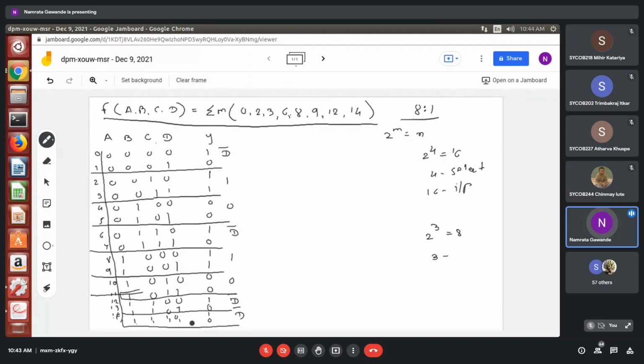Right? So there might be 4 cases. Which 4 cases? Either you will get in the output 1, 0, 0, 1, 1, 1 or 0, 0. If it is 1, 0, you can place it as D bar.